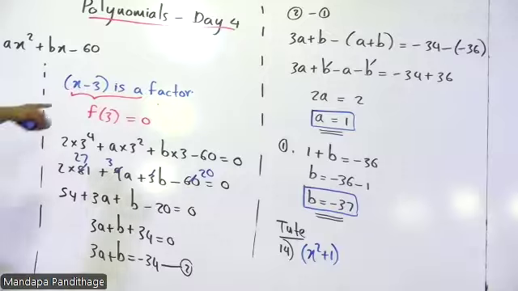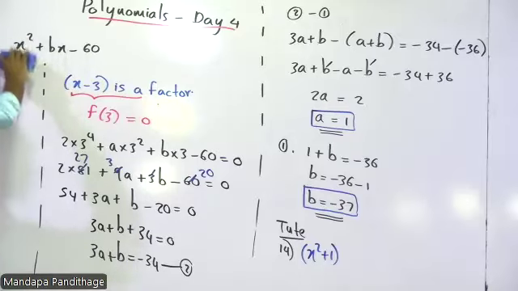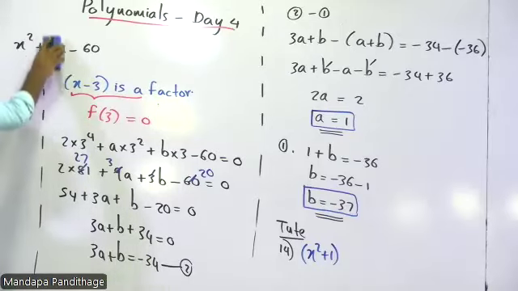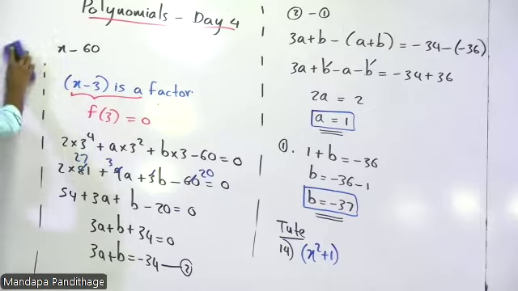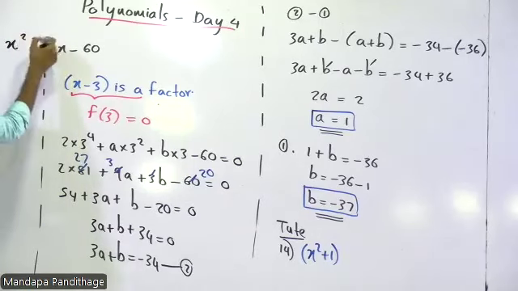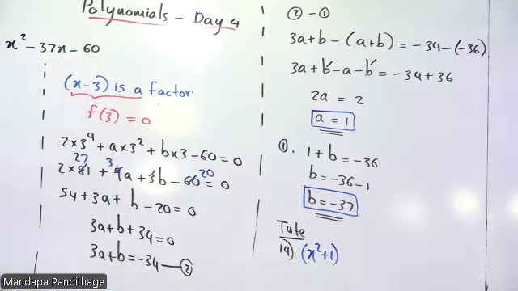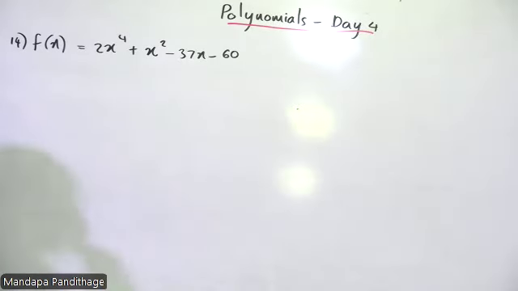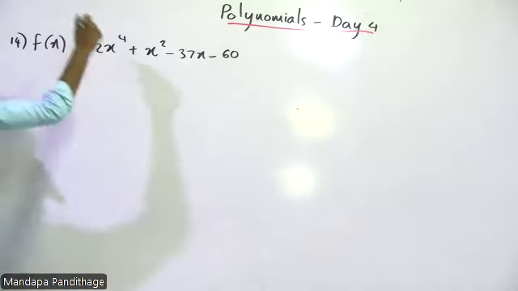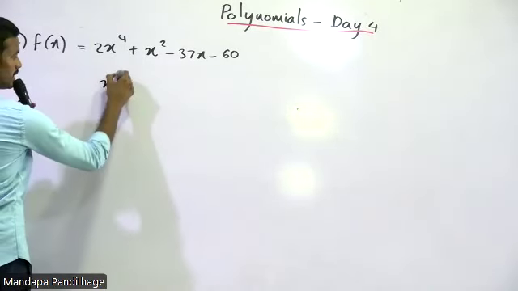Okay, so we got A is 1 and B is minus 37. So I'm asking you the remainder when this is divided by x squared plus 1.